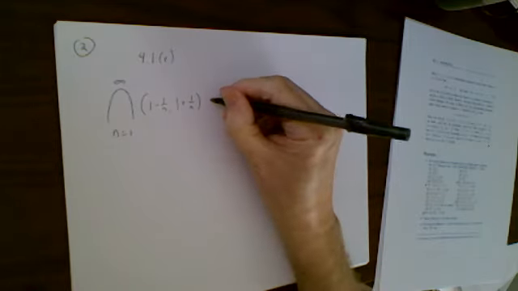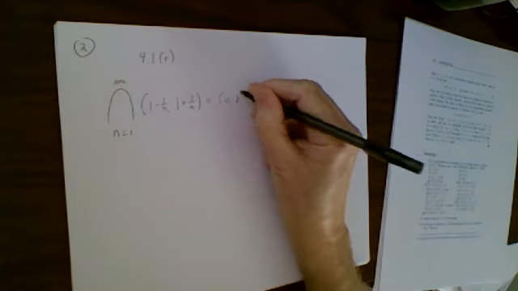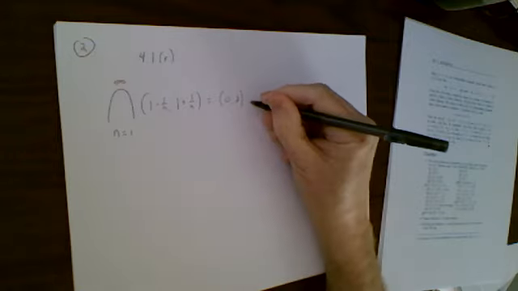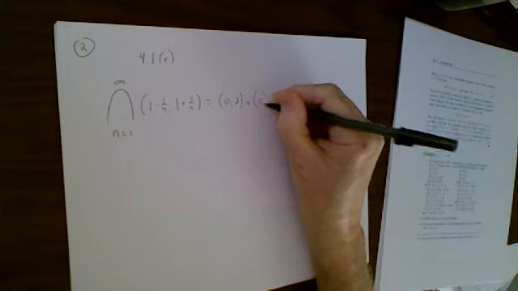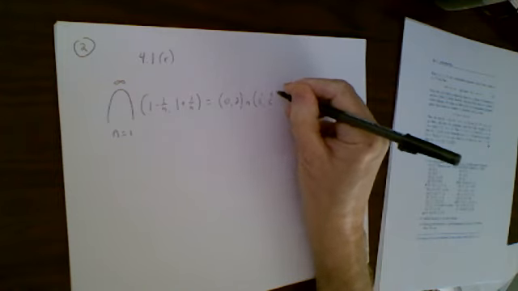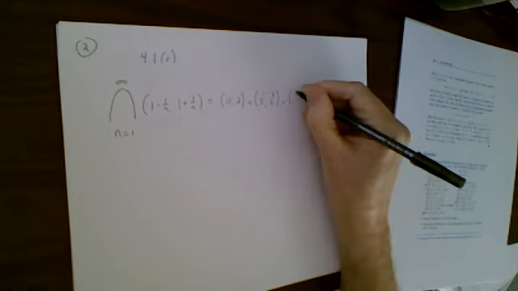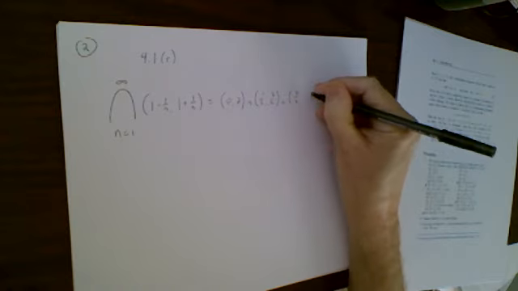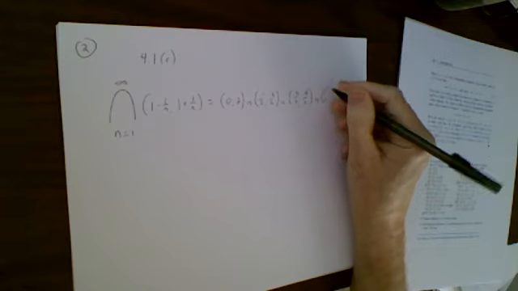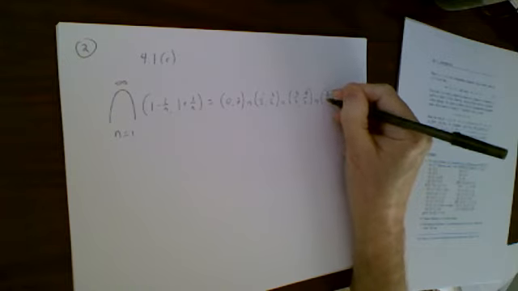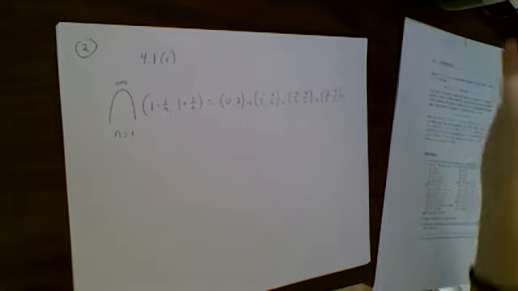So let's see what we're intersecting. When n equals 1, this looks like 0, 2. When n is equal to 2, this looks like 1/2, 3/2. When n is equal to 3, this looks like 2/3, 4/3. When n is equal to 4, this looks like 3/4, 5/4. And then we keep intersecting.